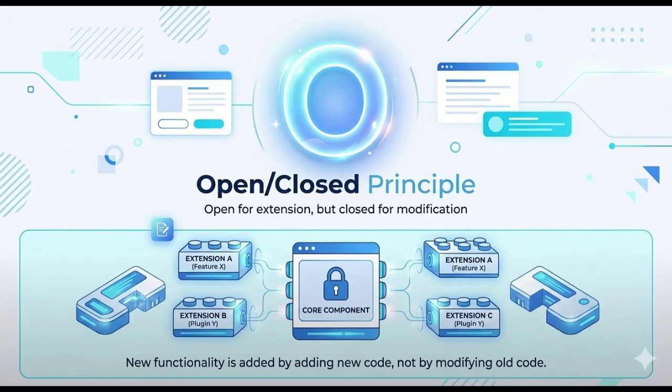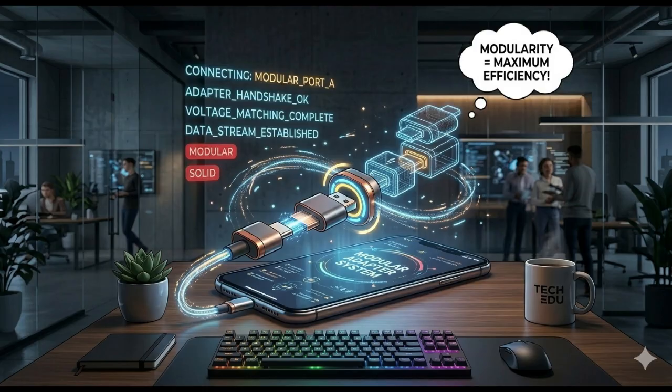So let's see the next principle, open closed principle. Software entities should be open for extension, closed for modification. Meaning you should be able to add new behavior without changing the existing code. Let's see a real life example of this. Think about a mobile charger. You don't modify the phone every time you change the charger. Instead, you extend the functionality using a different adapter.